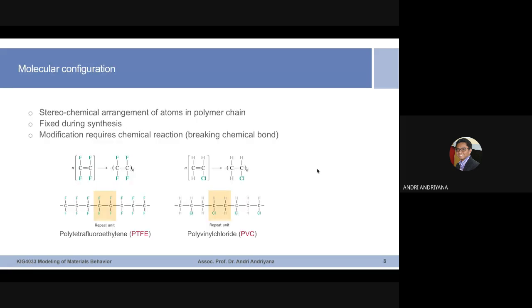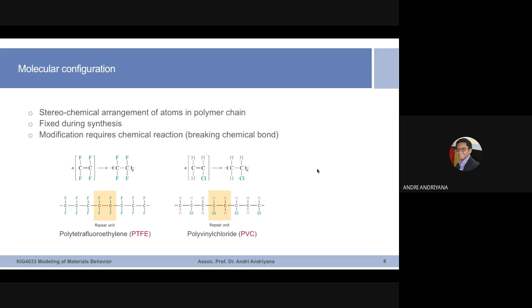Okay. All right. So in the next one, I would like just to recall a few terms that you will need to remember and understand, because they are very critical in our purpose to develop a constitutive model. Okay. I will take just a few terms which I believe are important. Okay. First is molecular configurations. What does it mean? It corresponds to the stereochemical arrangement of atoms in the polymeric chain.